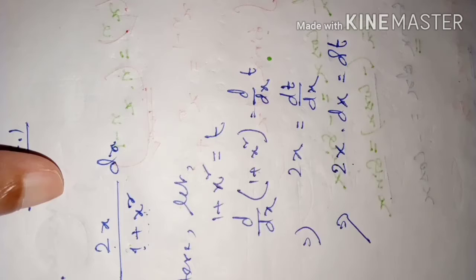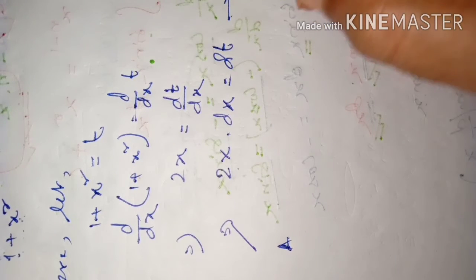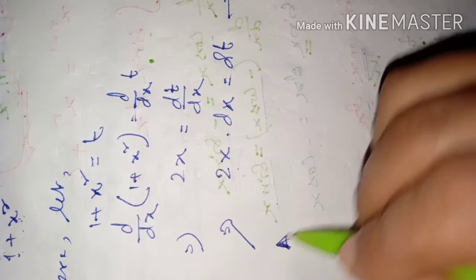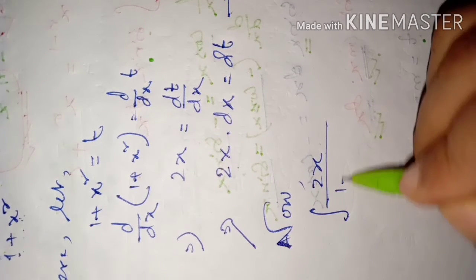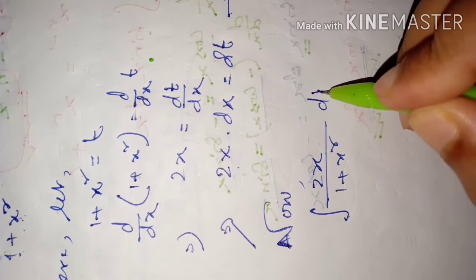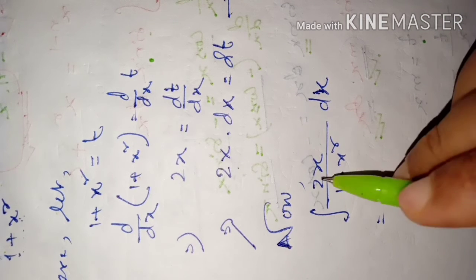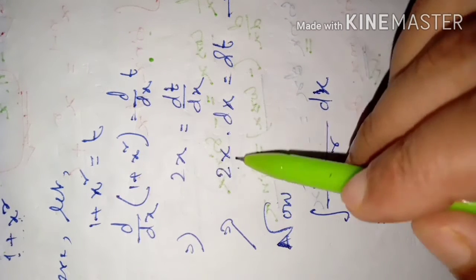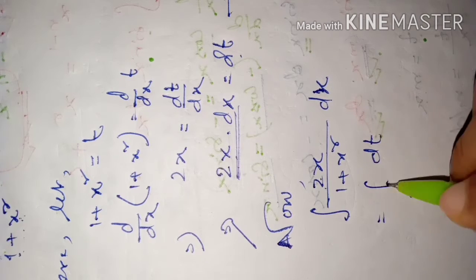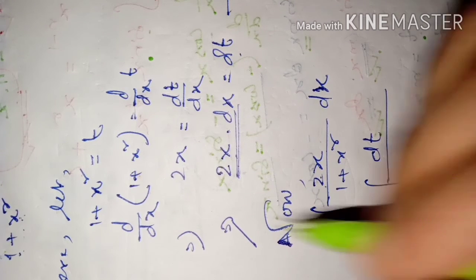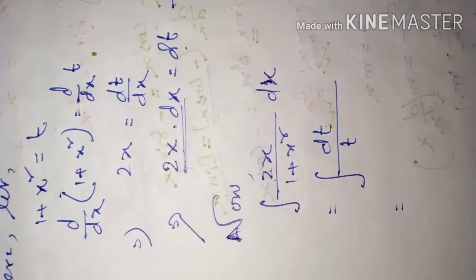Now you write the whole problem. So we can mark it as 1. Now we write integration of twice x by 1 plus x square with the new variable. Integration of twice x into dx. Twice x into dx is what? dt. Divided by 1 plus x square, which is t. Okay, so integration of dt by t.